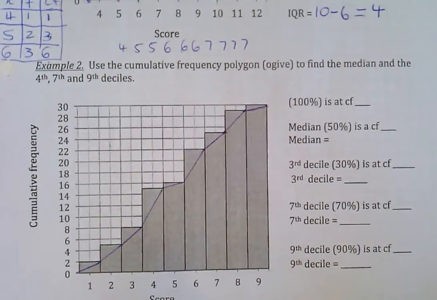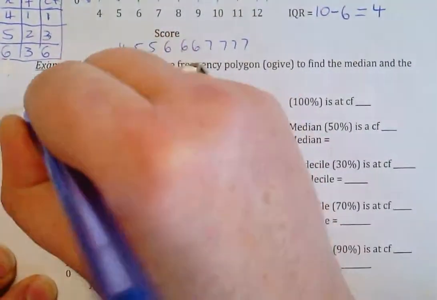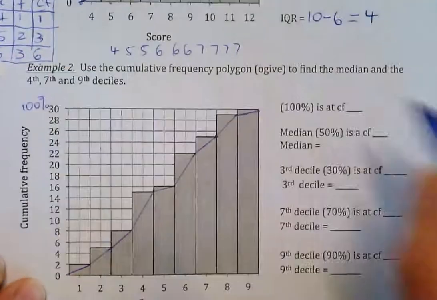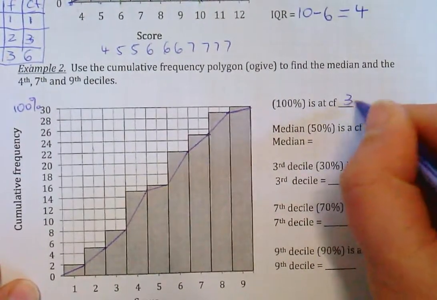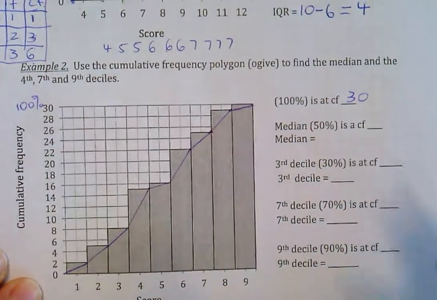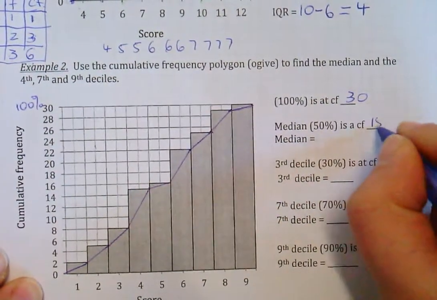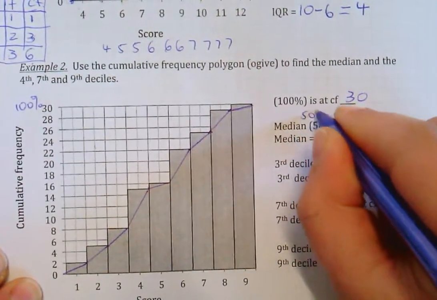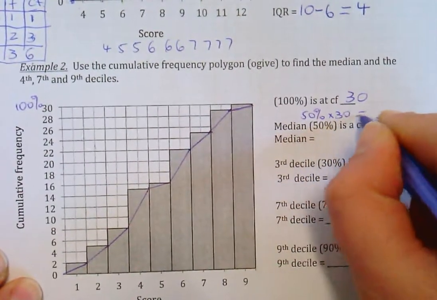So, great. So 100% sits up here. So 100% is at cumulative frequency 30. Where do you think the median's going to be at? 50% is at cumulative frequency 15. Because 50% or half of 30 is 15.